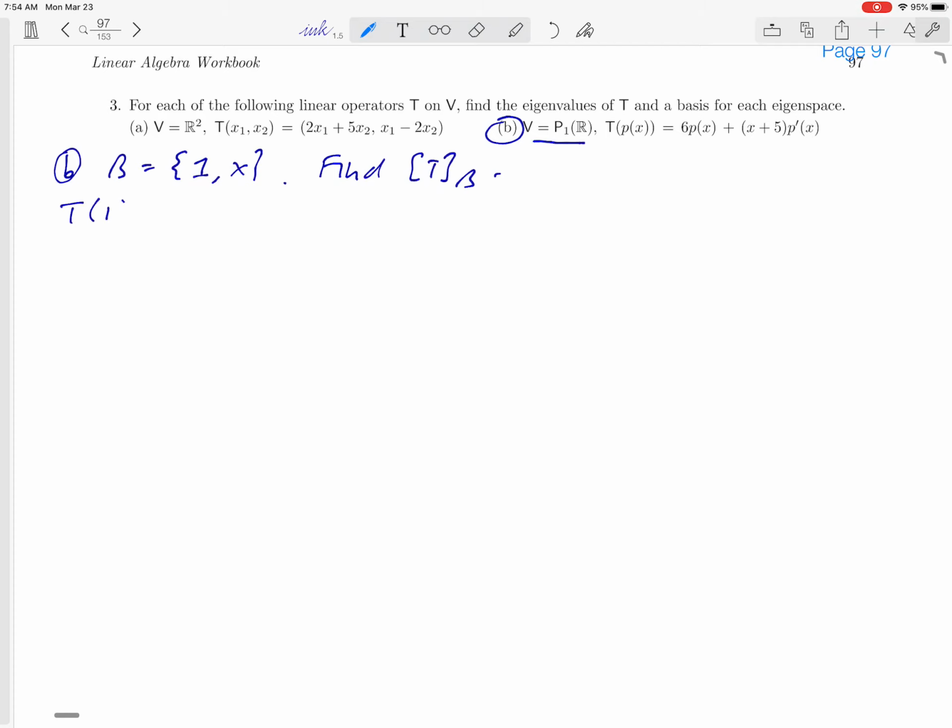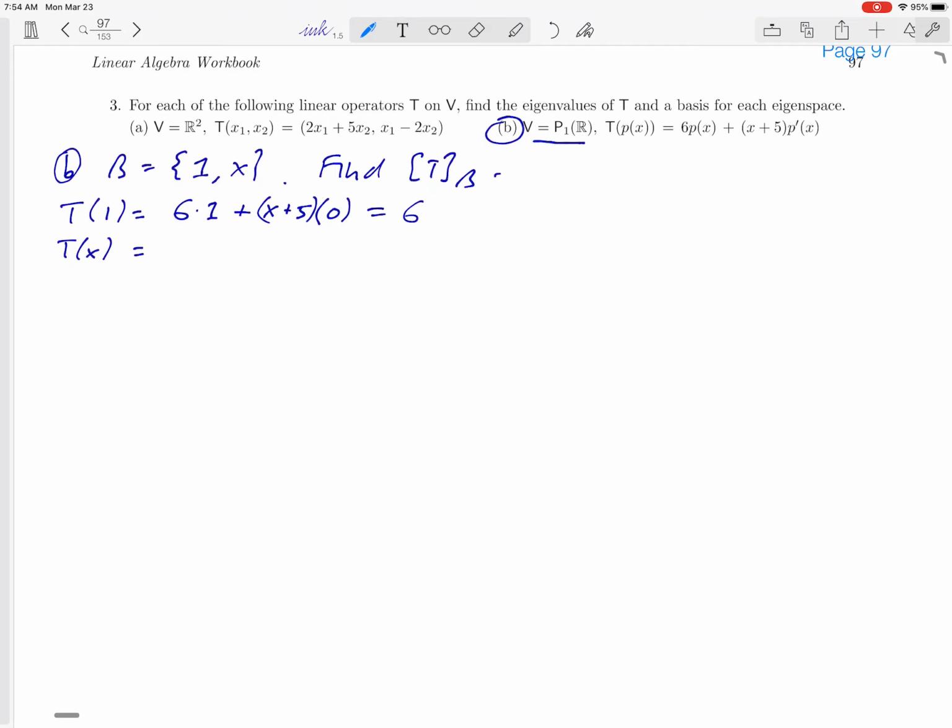The process for that, again, is just to take our basis vectors one at a time and substitute those in and see what we get as an output. Our formula for T is sitting over here. So we plug in 1, we're going to get 6 times 1 plus x plus 5 times the derivative of 1, but the derivative of 1 is just 0. So out comes 6 for that first calculation.